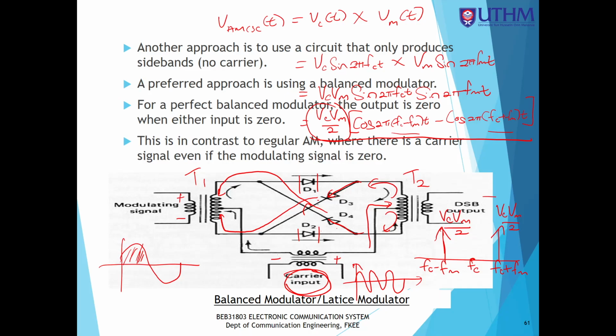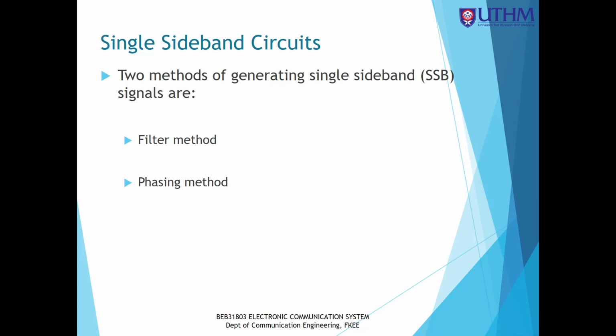So we have seen the method to generate double sideband full carrier. We also have seen the method to produce double sideband suppressed carrier using a balance modulator. And then we will see the process of generating SSB. Okay, how to generate an SSB signal.